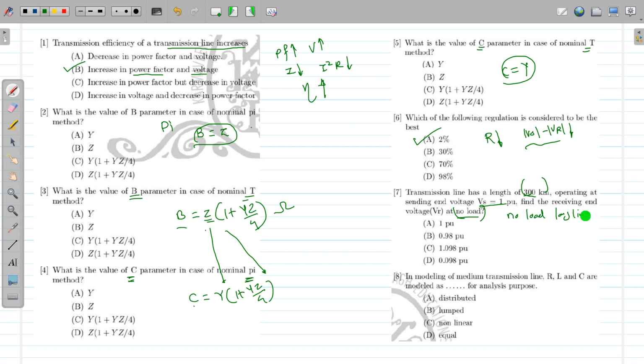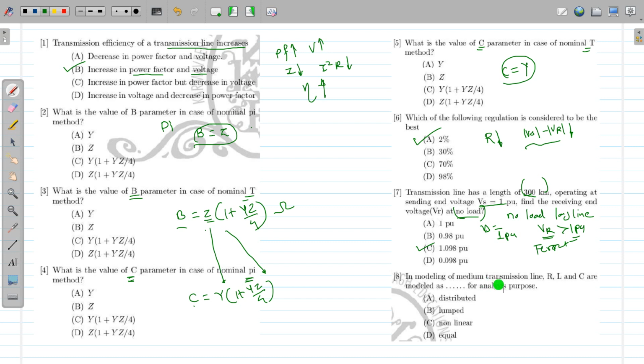In no load and long line, when the sending end is charged with 1 pu voltage, the receiving end voltage is greater than 1 pu because of the Ferranti effect, because the line is at no load. Due to the Ferranti effect, the receiving end voltage is greater than the sending end voltage. This is the only correct option here. There is nothing to calculate, we just have to apply the concept of the Ferranti effect.